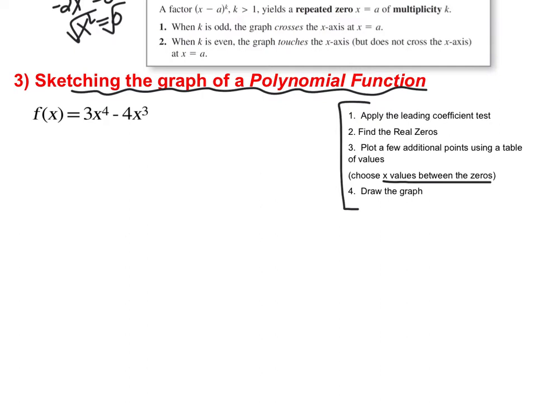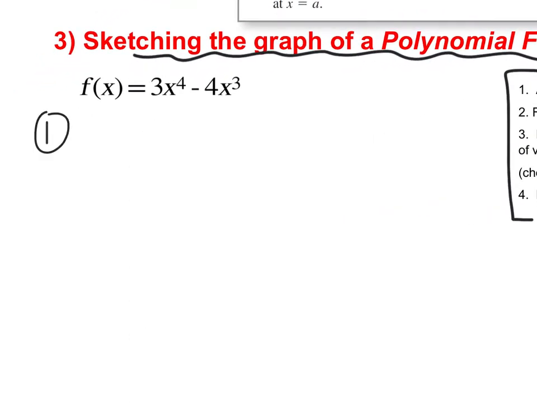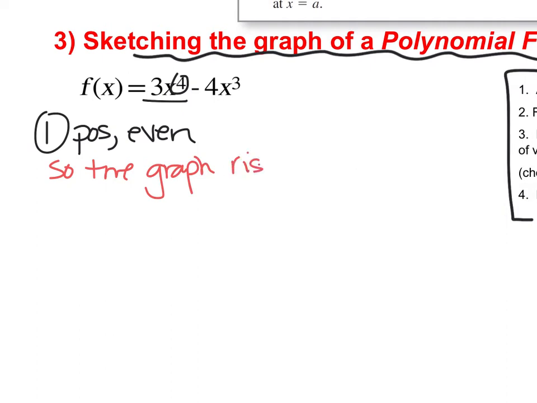So let's start with the leading coefficient test. I'm going to go ahead and number these steps so we can match them up. So number 1, my leading coefficient is positive and the exponent is even. So that means, if you look back, that you're going to have a graph that rises to the left and rises to the right. So that's what the leading coefficient can tell us. Now let's find the zeros and then we'll apply this to our graph as well.